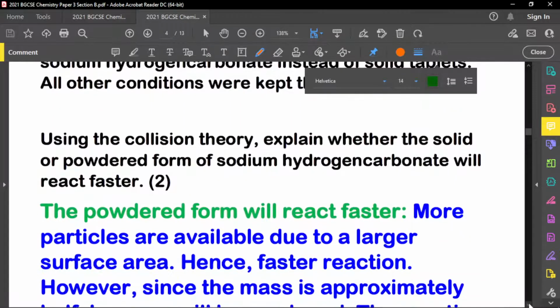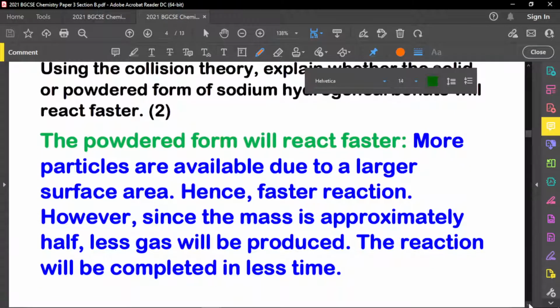Based upon this, we know that the powdered form will react faster, because you have more particles available due to larger surface area, hence faster reactions. And why do you have a faster reaction? Because again, you have a greater opportunity for successful collision.